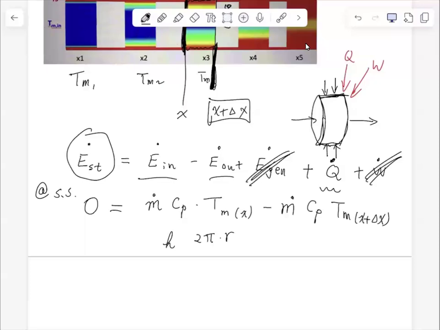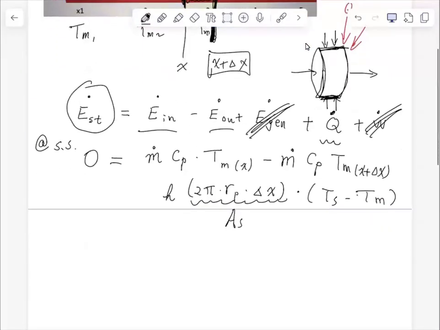R is the radius of the pipe, and then multiplied by the length of the disk or the height of the disk, which is delta x. This is basically the surface area of the heat transfer. And then by definition, it is multiplied by the delta T between the surface and the fluid. And here, again, for the fluid, we have to use the mean temperature, okay?